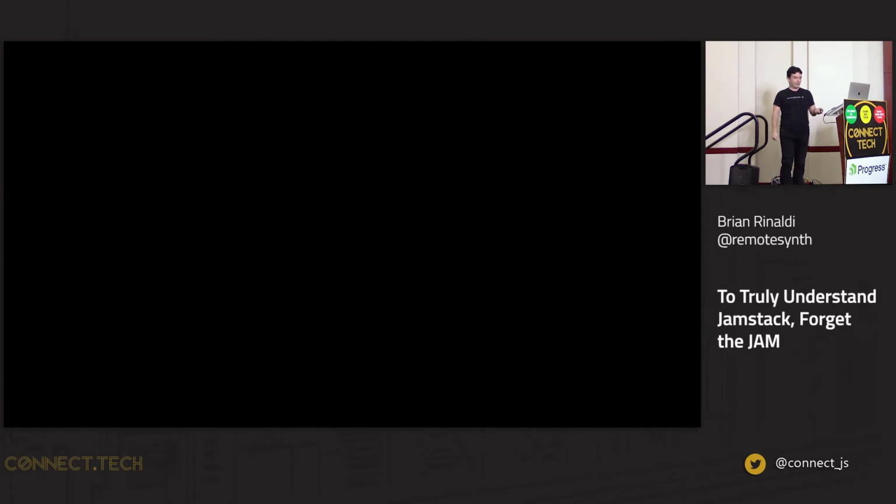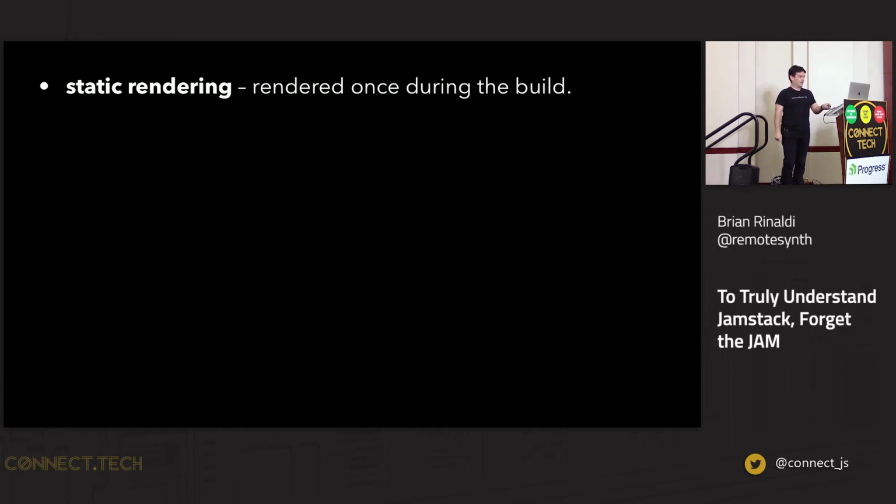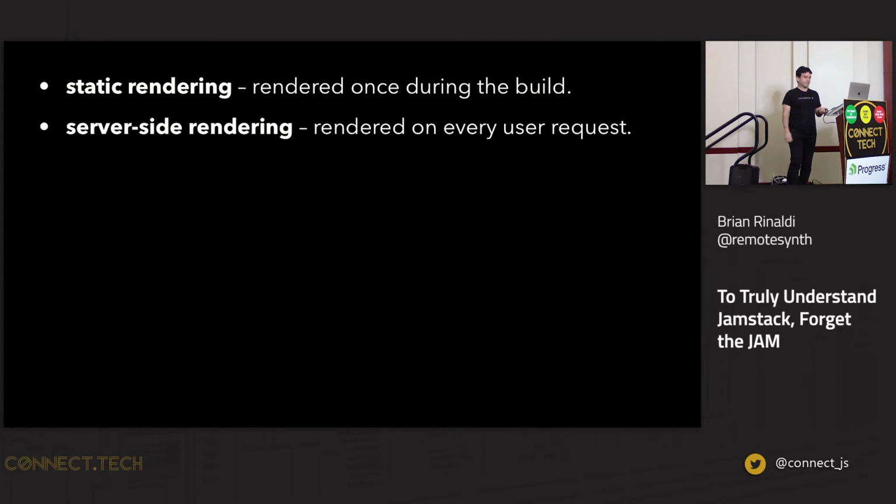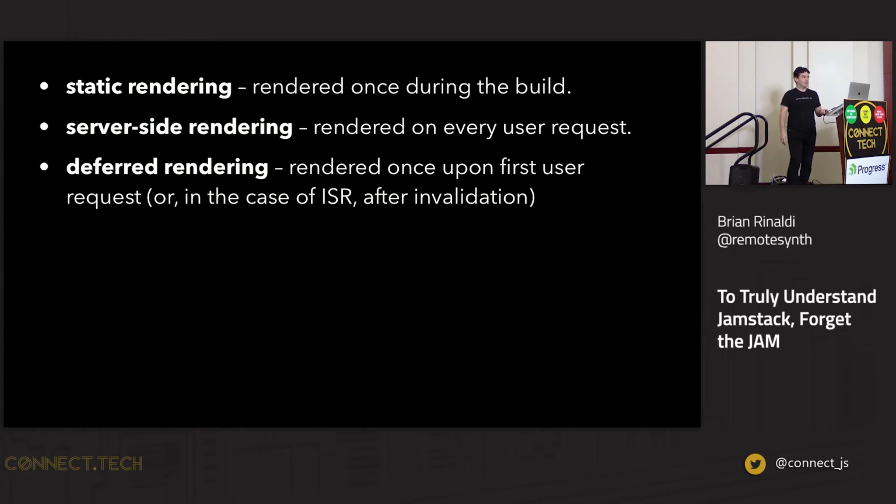So let's review. We have static rendering, or pre-rendering, or SSG. Some people just call it SSG, whatever you want to call it, it's fine. In which the content is rendered on the build server and then deployed to the CDN. And we have server-side rendering, or SSR, where the content is rendered on each request for every user. And then we have deferred rendering, or DPR, ISR, ISG, whatever you want to call it, where the content is rendered the first time it's requested, and then subsequent requests will actually receive the static page.